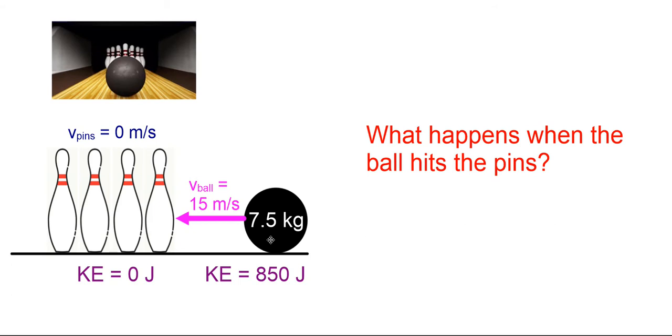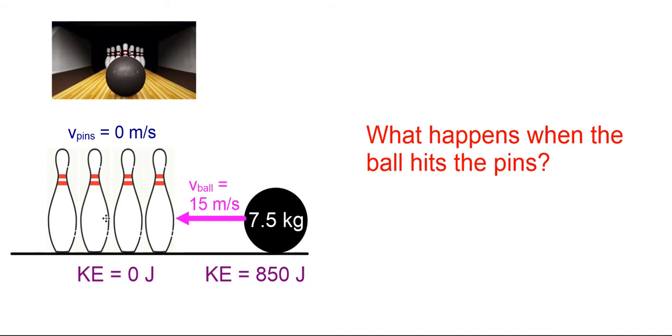Most bowling balls are about 7.5 kilograms, and let's say it's moving at 15 meters per second. Well, I can use the kinetic energy formula, and I can calculate the kinetic energy of this ball to be 850 joules. Now, think ahead for the next slide. What's going to happen when the ball hits?